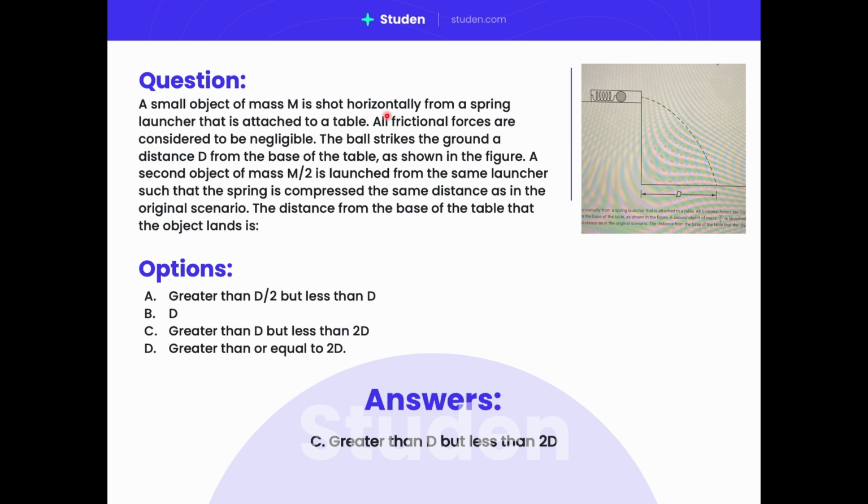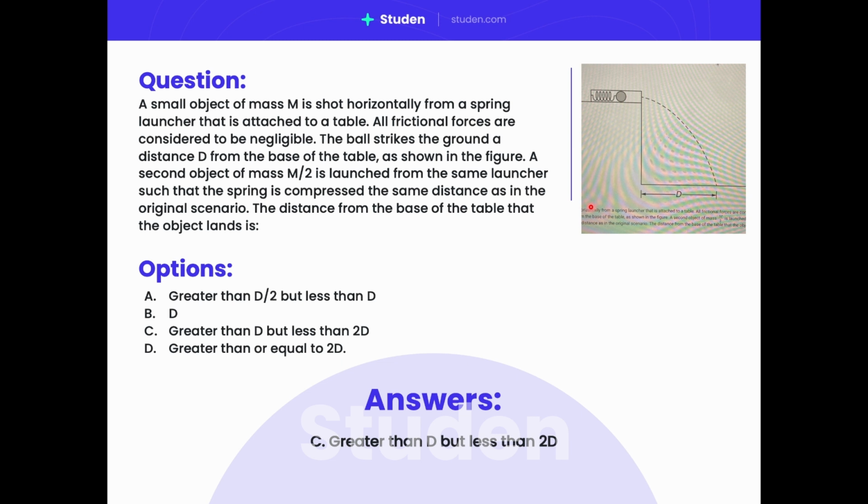Our question is here. A small object of mass m is shot horizontally from a spring launcher that is attached to a table. All frictional forces are considered to be negligible. The ball strikes the ground at a distance d from the base of the table, as shown in the figure.